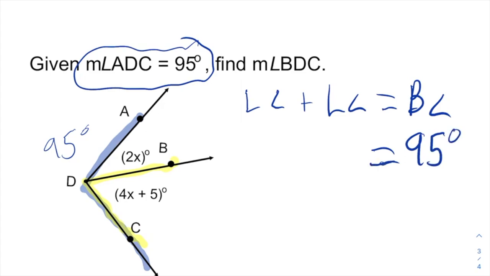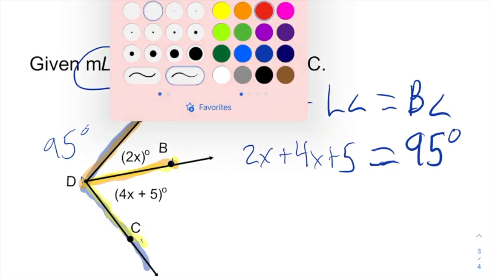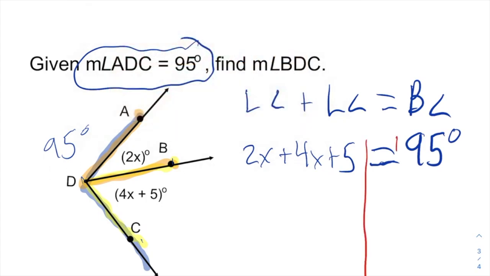Now I don't know what the measurements of my angles are, but I do know that ADB is a little angle, and that's 2x. And I know that my other little angle is BDC, and that's 4x plus 5. So I can take 2x plus 4x plus 5, and it's going to equal 95 degrees. This looks like an algebra equation to me, so I'd better start by combining like terms. 2x plus 4x is 6x.